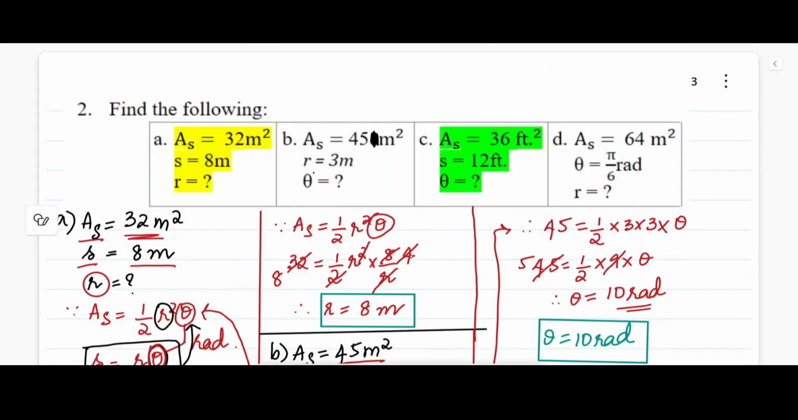In the third question they have given us the area of the sector to be equal to 36 feet square and the arc length to be equal to 12 feet. So we have to find out the value of theta. So this is similar to the first question. So you can pause the video and try it by yourself and come back and check the answer.